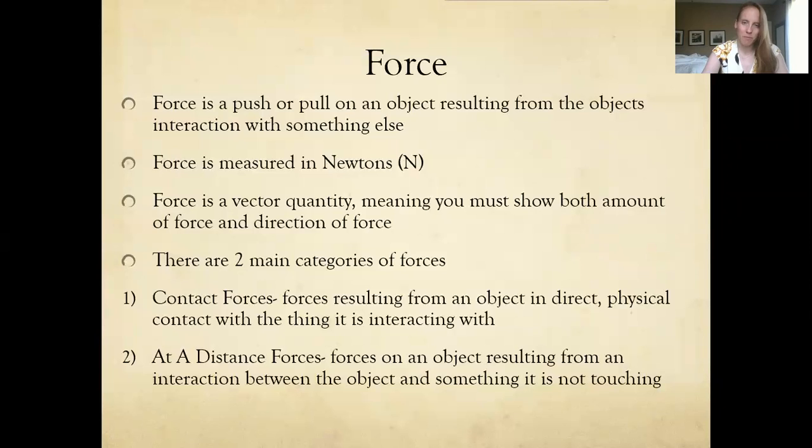And you might remember we have seen newtons before already when we were talking about different types of vector quantities. We talked about weight, and weight is also measured in newtons, and that is because it is based on the downward force of gravity. Force, therefore, is also a vector quantity, so it should show both the amount or the magnitude of the force and the direction of the force.